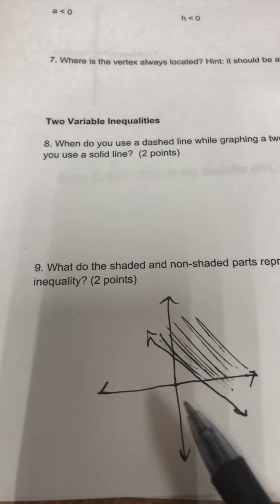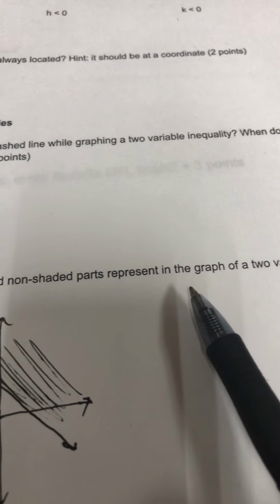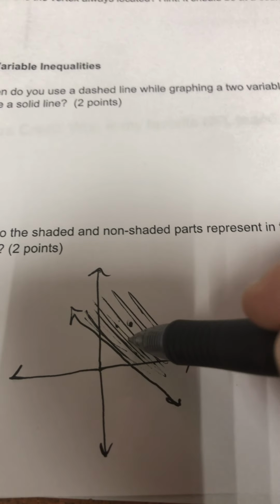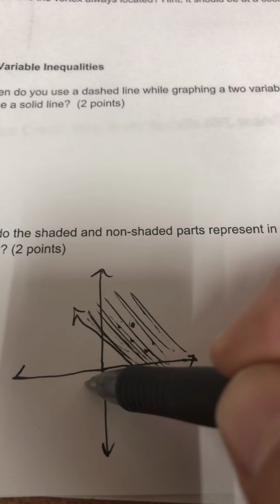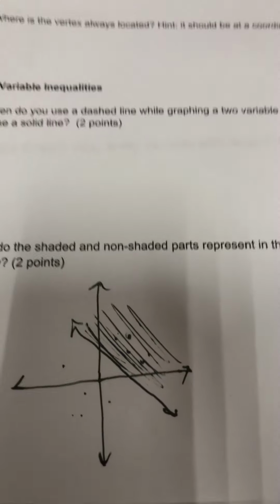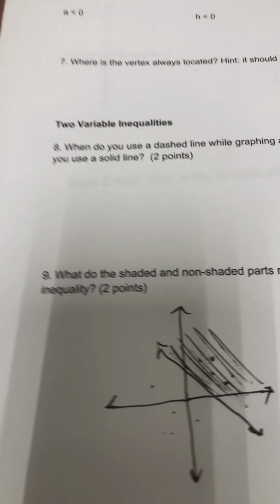For number 9, I have an example drawn here. What do the shaded and non-shaded parts represent in a graph of a two variable inequality? What does the shaded area mean if I pick points in here? If I pick points outside the shaded area, what does that mean? One of them is going to be part of the solution set, and one of them is not part of the solution set. So make sure you use that in your answer for number 9.